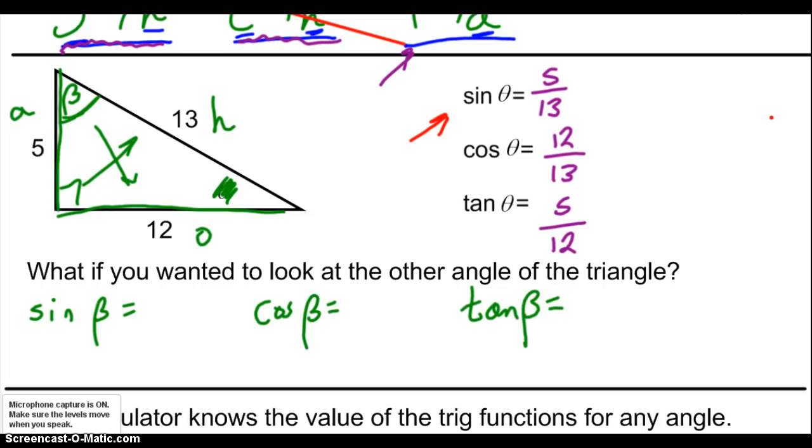If you're feeling confident, pause the video here and try and figure out what those will be. Alright, here they are. Sine of beta will be, again, our opposite over hypotenuse, so it'll be 12 over 13. Cosine of beta will be adjacent over hypotenuse, so it'll be 5 over 13. And tangent of beta will be opposite over adjacent, or 12 over 5.